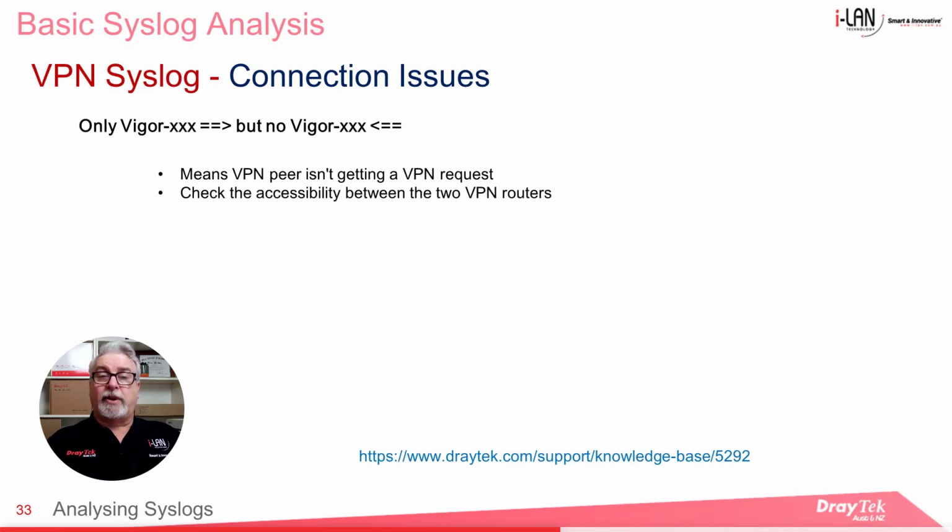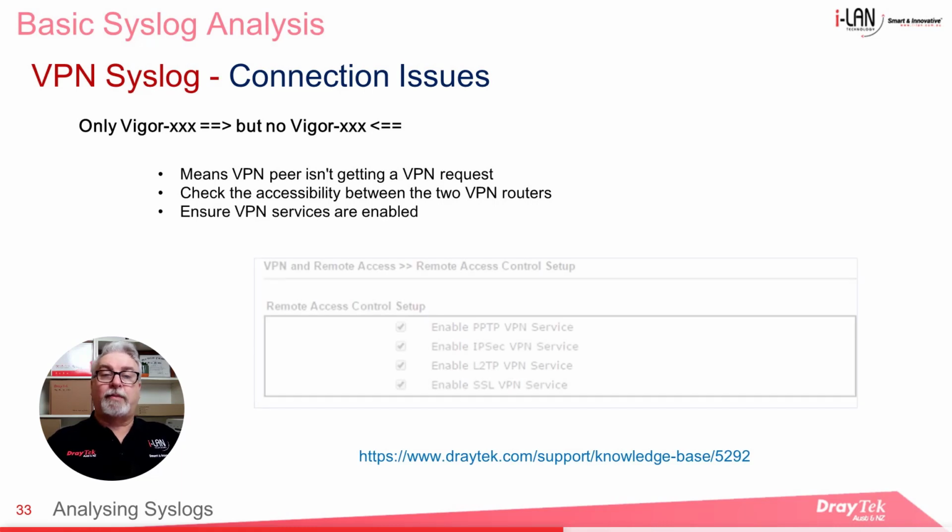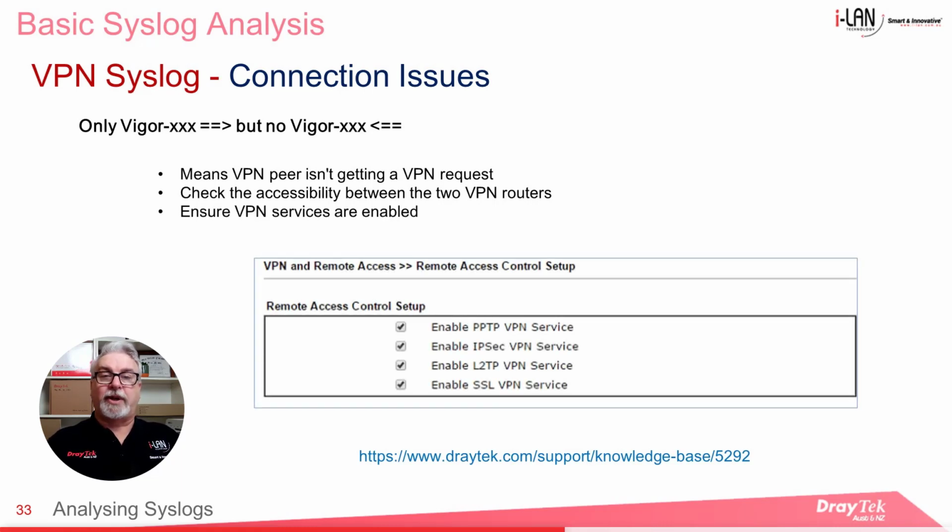You can check the accessibility between the two VPN routers by testing if they can ping each other. Also, make sure the routers are listening for VPN requests by enabling the VPN services in the remote access control setup page as shown here.